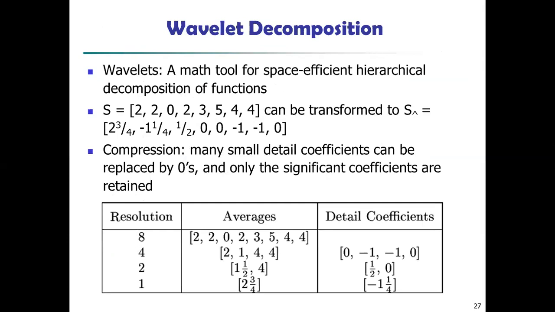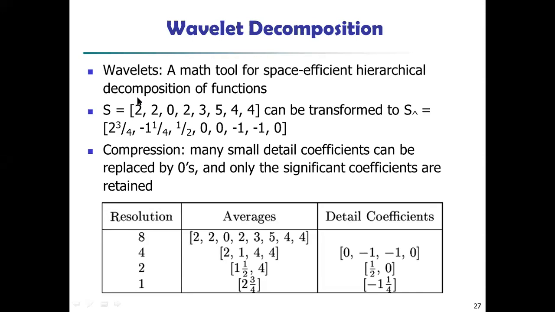How do we decompose with the wavelet transform? This example shows how to decompose. Wavelets are a mathematical tool for the space-efficient hierarchical decomposition of functions. By using this tool, space can be used efficiently in the hierarchical decomposition of functions. For example, take the values 2, 2, 0, 2, 3, 5, 4, 4, which can be transformed into 2 3/4, -1 1/4, 1/2, 0, 0, -1, -1, 0. After compression, you get these values.